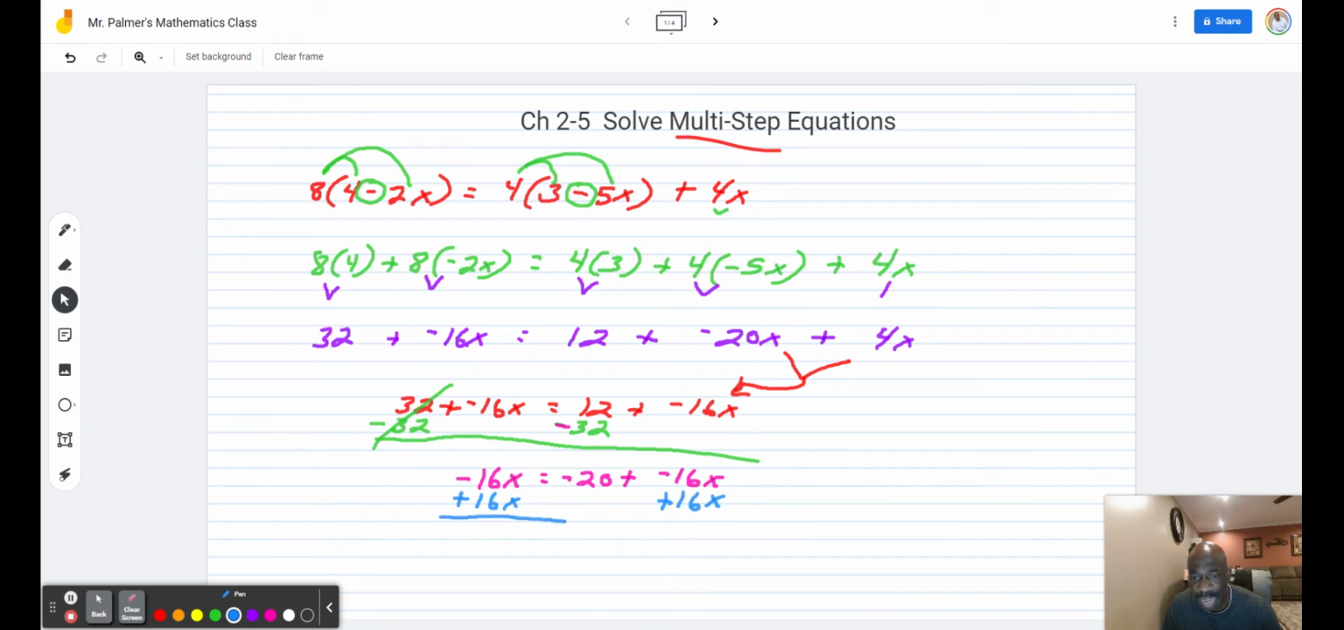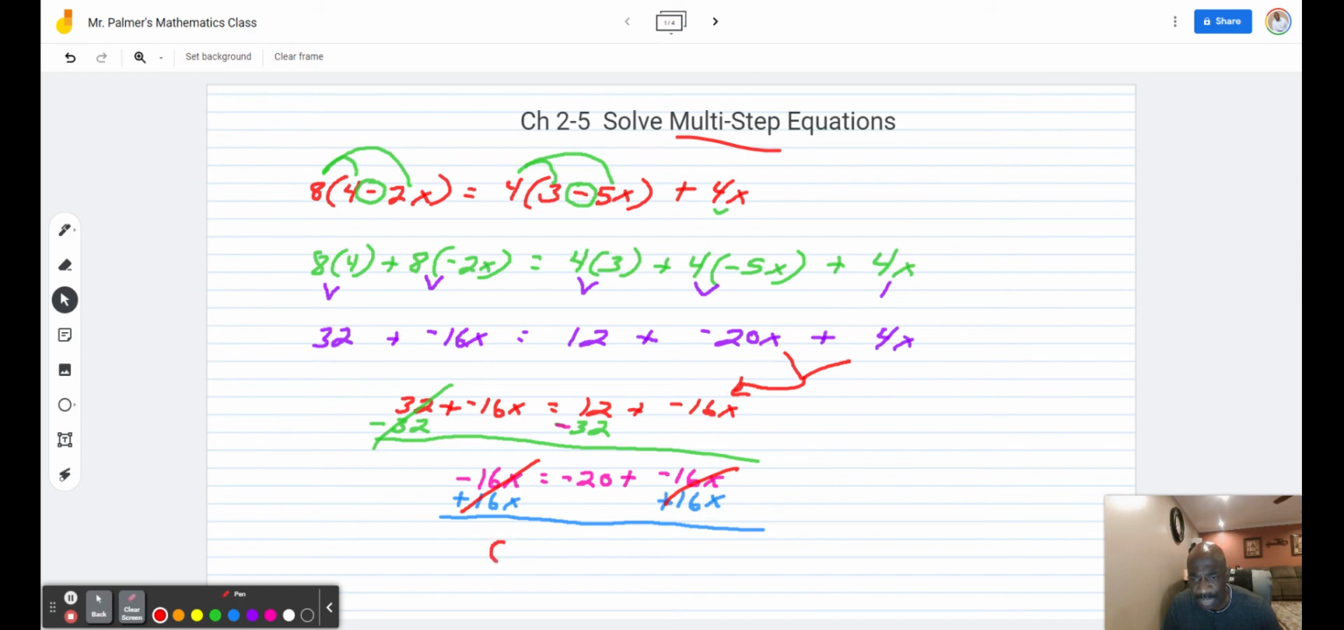Uh-oh. Do you see what's going to happen? I think I see what's going to happen. What's happening here is that the negative and the positive 16x cancels on that side. But guess what? Cancel on that side too. I don't have any x's.